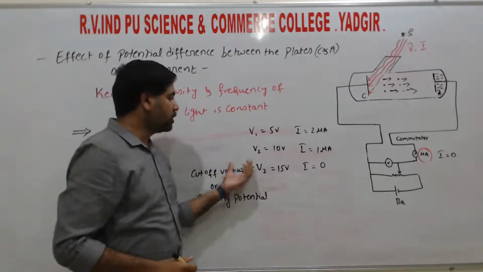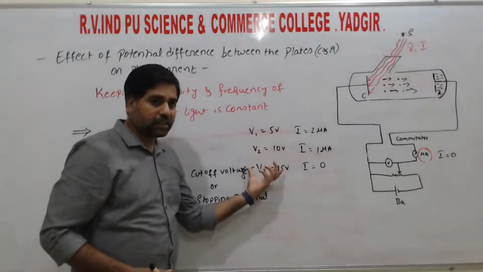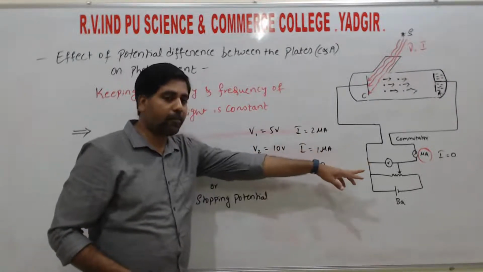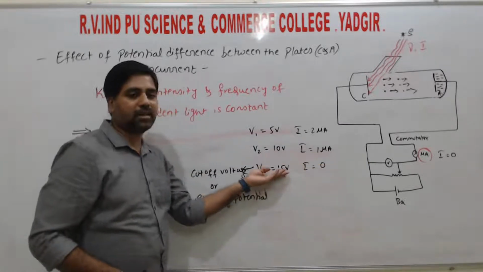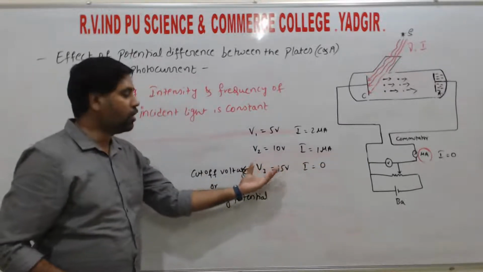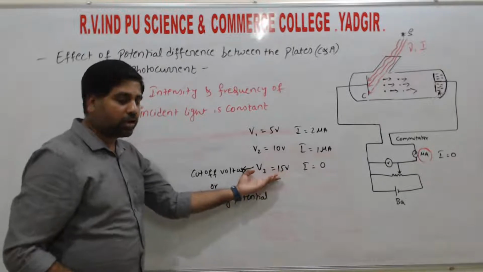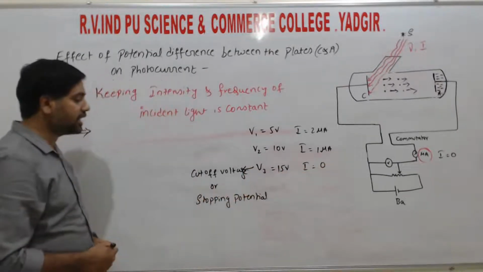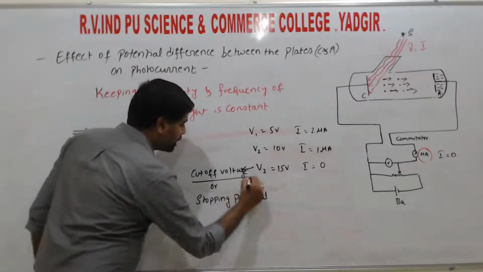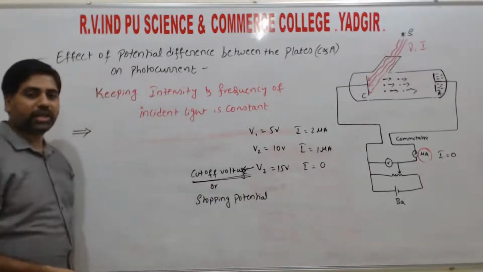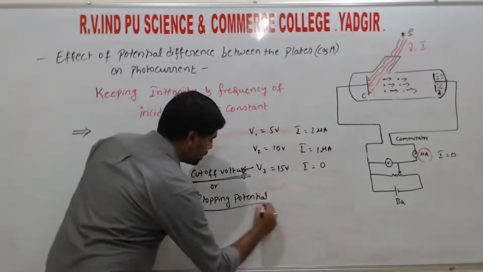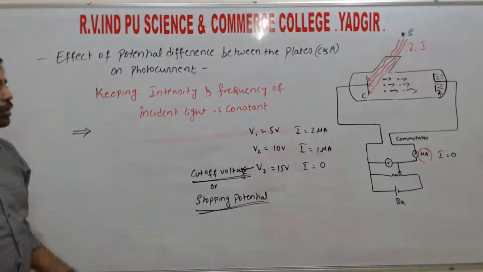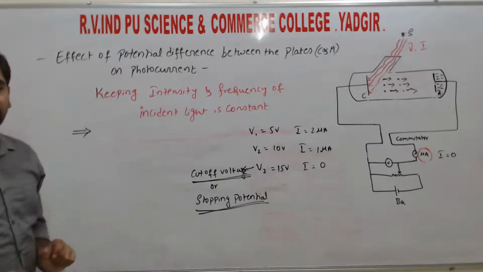When we apply the voltage, that is, we increase the voltage, we note the readings in the microammeter for the particular voltage, it may be 15, 20, 25, any voltage. For that voltage the current must be equal to 0. That voltage we call the cutoff voltage, or by another name, the stopping potential, right? So these are the two cases we studied.